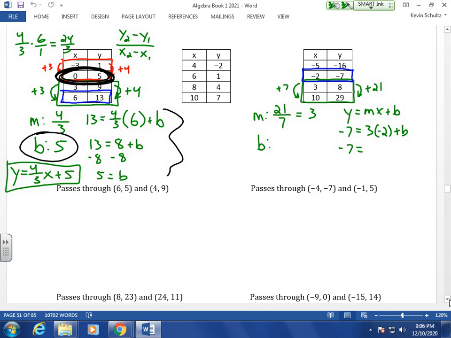3 times -2 is -6. To get b by itself, it's a one-step equation. Add 6 to both sides. -7 plus 6 is -1. And there's my value for b. Once I get that slope and once I get the y-intercept, I'm good to go, because all I have to do is plug those in. y equals 3x minus 1. There's my equation for this relation. That's type number 3, that XY table.